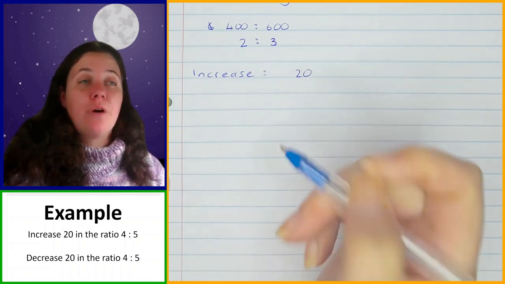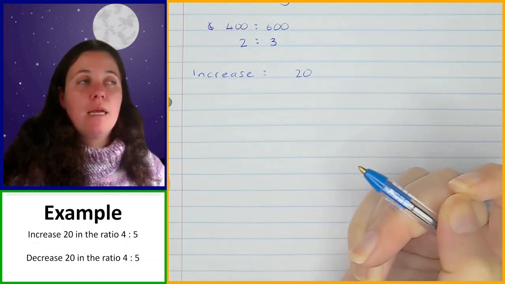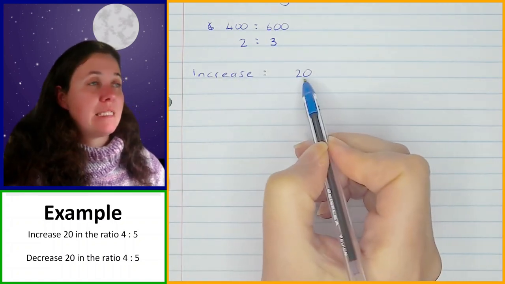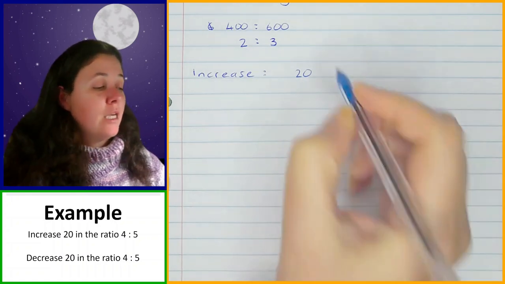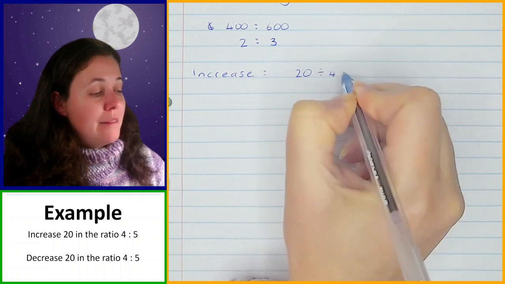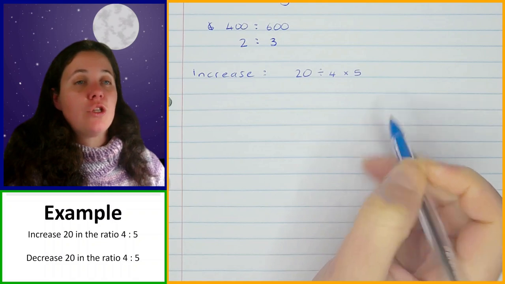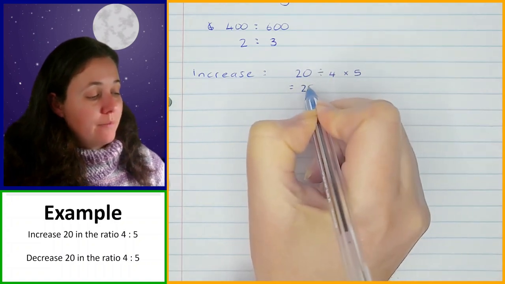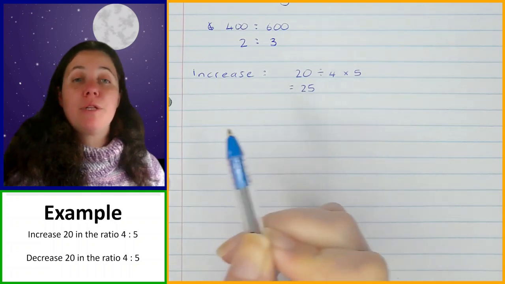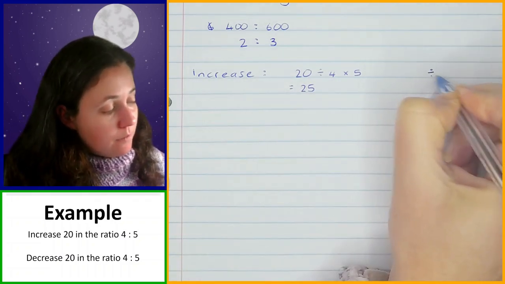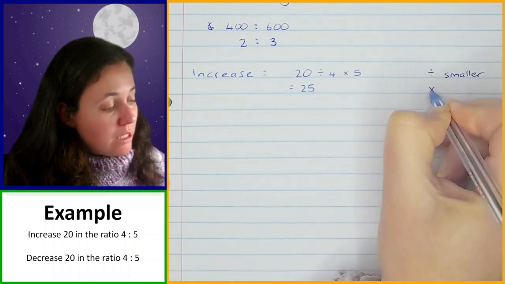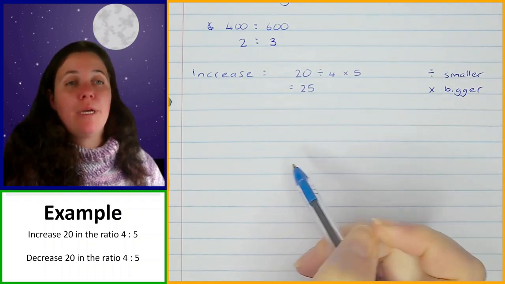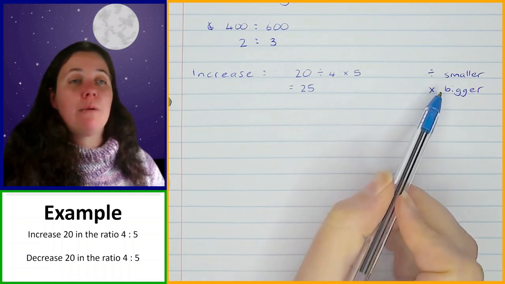So what I'm going to do is I need to divide by one of those numbers in the ratio and multiply by the other one. But I need to do it with the correct numbers that will actually make it increase. So in order to make it increase, I need to make sure that I am multiplying by the bigger number. So I'm going to divide by the smaller number, which is 4, and then multiply by the bigger number, which is 5. So in this case, I have 20 divided by 4, which is 5, times 5, which is 25. So when you are increasing, you divide by the smaller number and you multiply by the bigger number in your ratio. So that's how you're going to increase a number in a ratio.